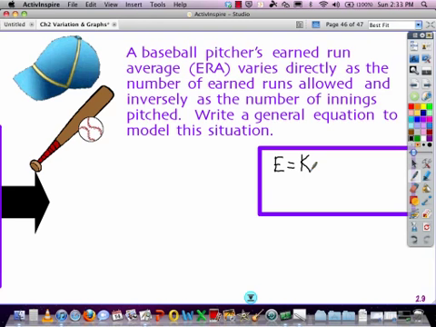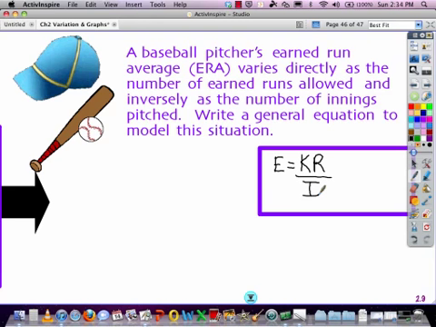Directly as the number of earned runs allowed. So I'm going to say R for earned runs allowed. And inversely, so I know division, as the number of innings pitched. So I'm going to put I for innings. Write a general equation to model the situation.